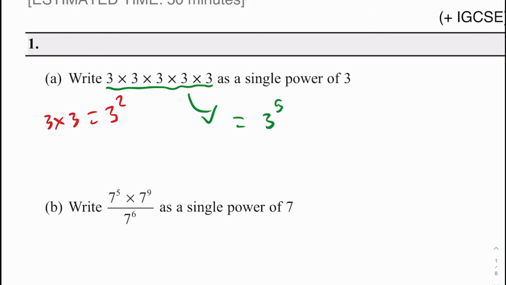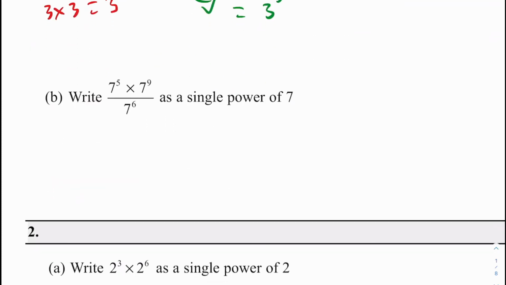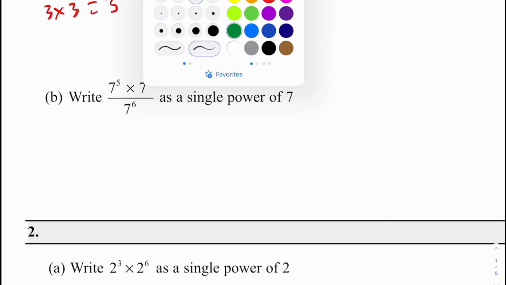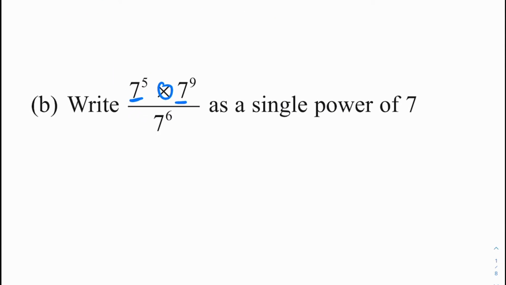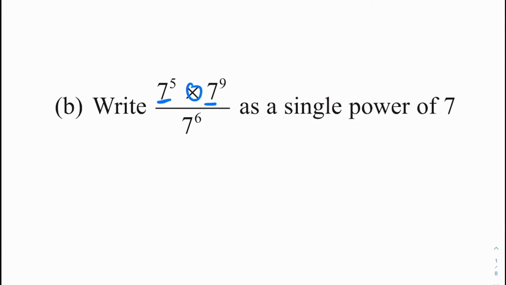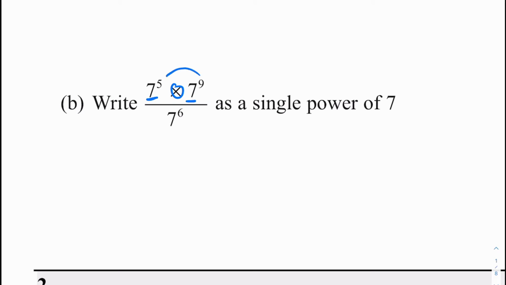Okay, so moving on to the second one, we need to know our addition power rule. This is when we've got two powers being multiplied with the same base, and the base is just a number that is having the power applied to it, so the base in this case is 7. What we do is we simply add the two powers together. So this becomes 7 to the power of 5 plus 9, which is 7 to the power of 14, and that's over 7 to the power of 6.